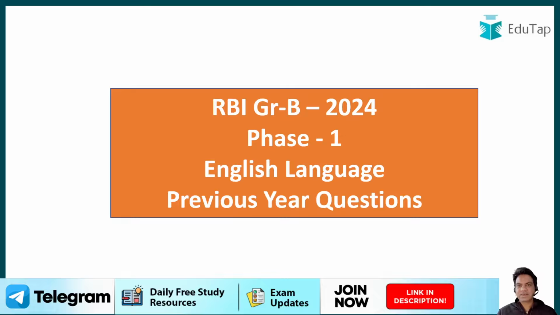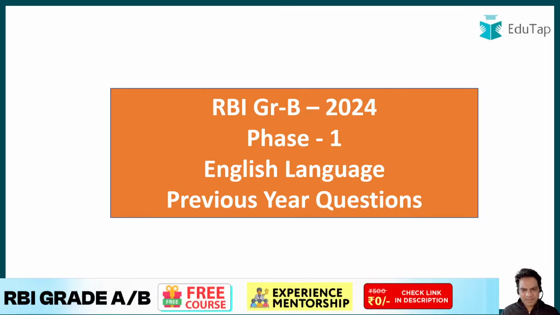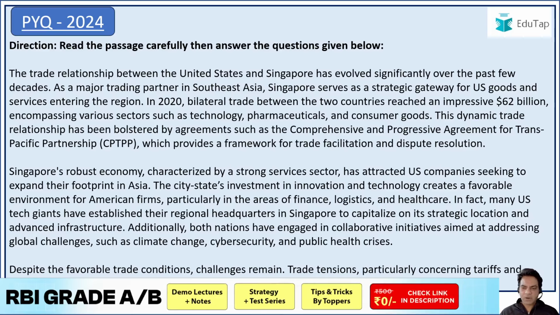So this is the previous year paper for your English section for your RBI Grade B exam. This was conducted in the year 2024. So let's start, guys. The first question is about a reading comprehension passage.